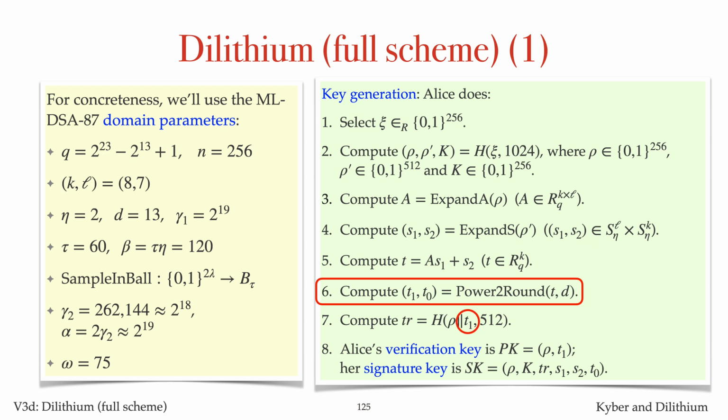Compute tr, the 512-bit hash of rho and t1. Alice's public verification key is comprised of rho and t1. Her private signature key is comprised of rho, k, tr, s1, s2, and t0.